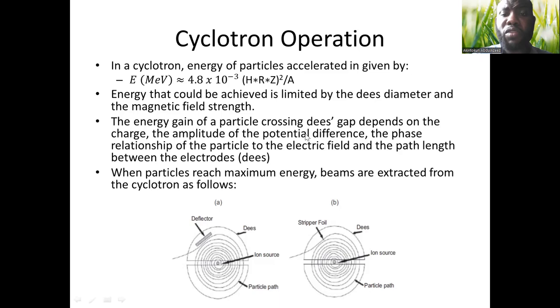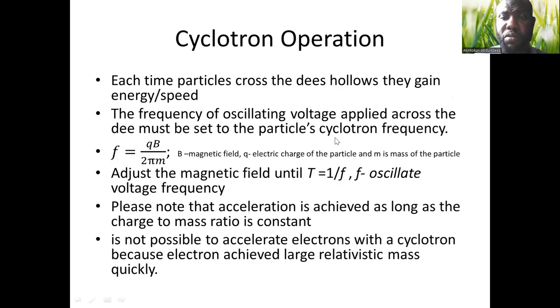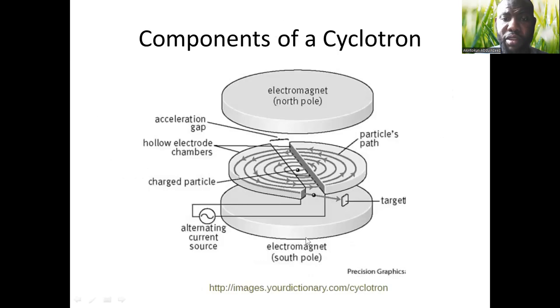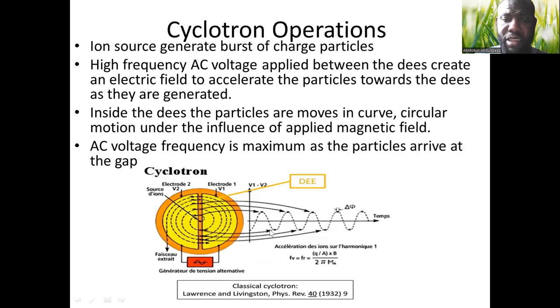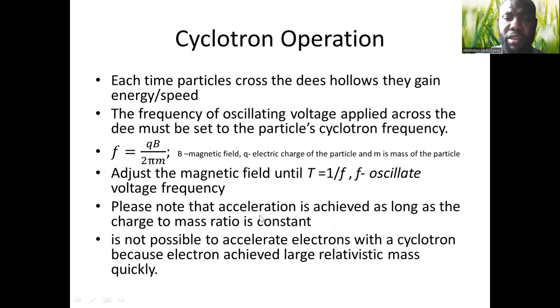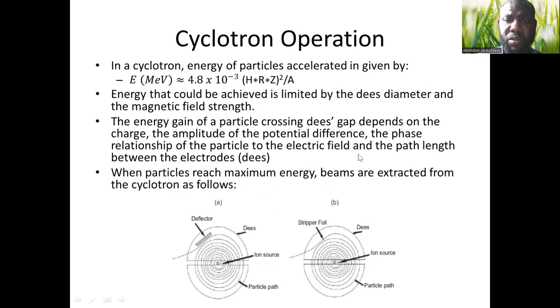The energy gained by the particle crossing the D gap depends on the charge and the amplitude of the potential difference, the strength of the applied potential. The higher the amplitude, the more energy gained by the charged particle. It also depends on the phase relationship between the particle and the electric field, and the path length between the electrodes, and the gap between the two disks. When the particle reaches maximum energy, the beam is extracted from the cyclotron.